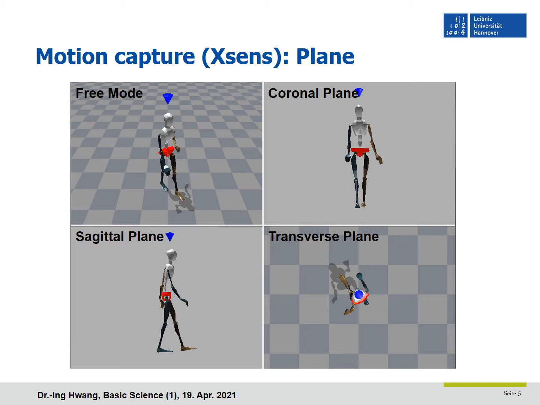Look at the left top. One avatar is walking, and you can see it in a free mode as a casual view. The other views are from three anatomical standard planes: coronal, sagittal, and transverse plane.